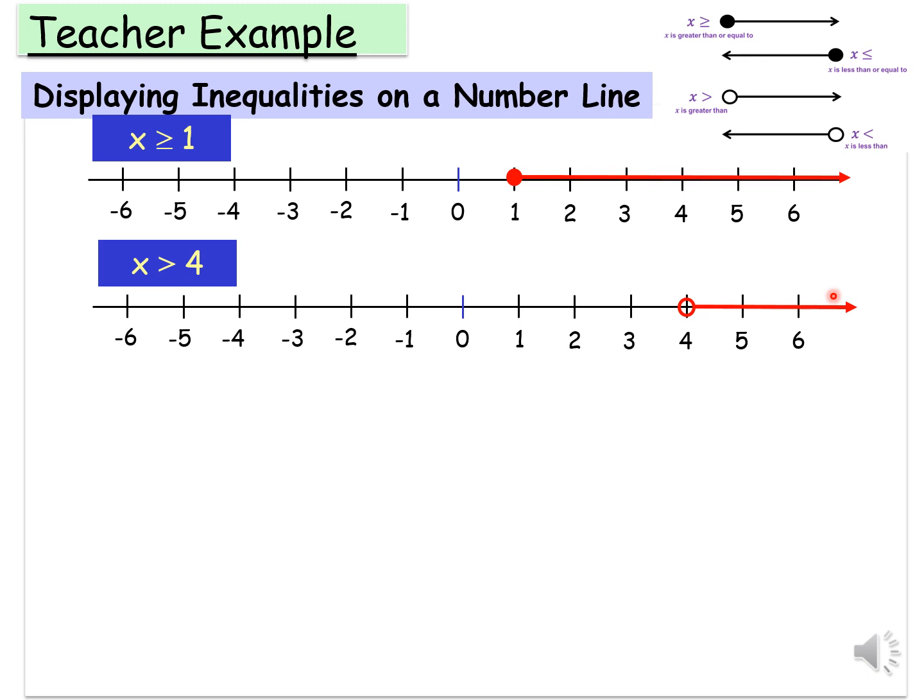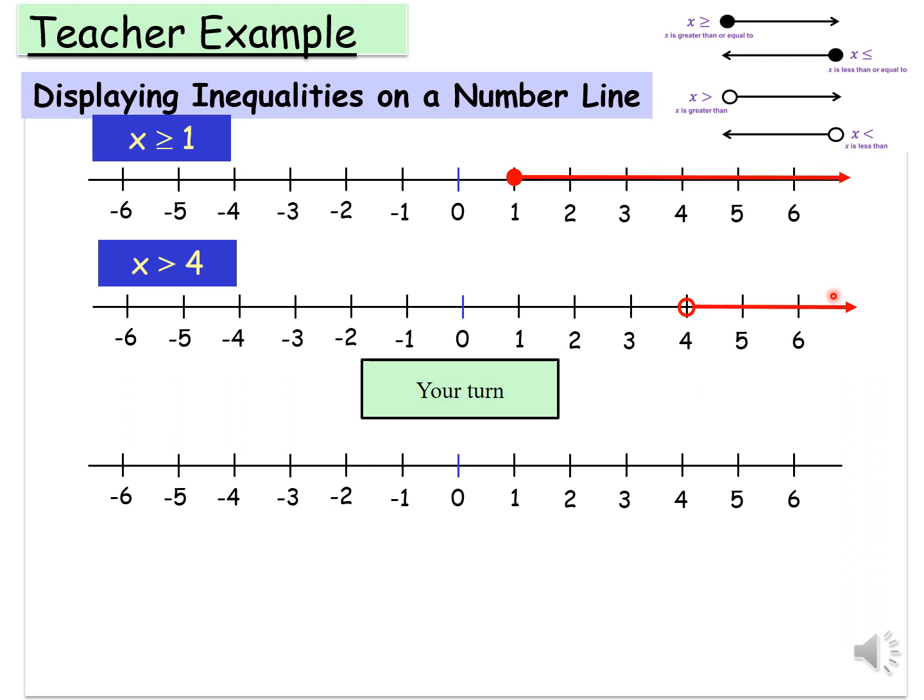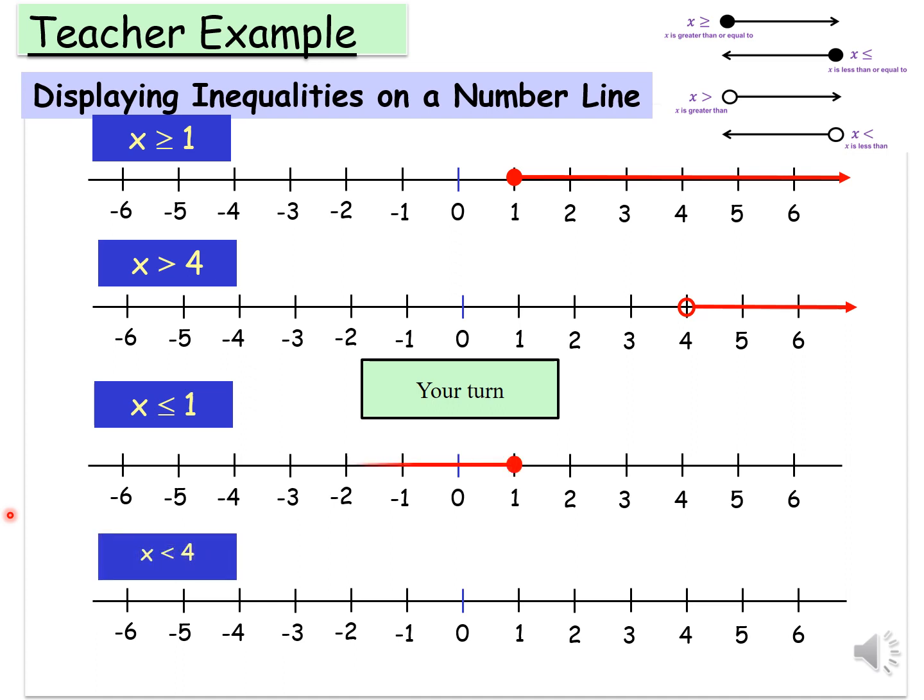Okay, your turn now. On a piece of paper, show me your answers for x equal to or less than 1. Okay, pause the video, have a go. Right, hopefully everybody got the answer for the first one, like that. Pause the video, have a go for the second one. Okay, so hopefully everybody got that x is less than 4. So less than 4 means 3, 2, 1, and so on.